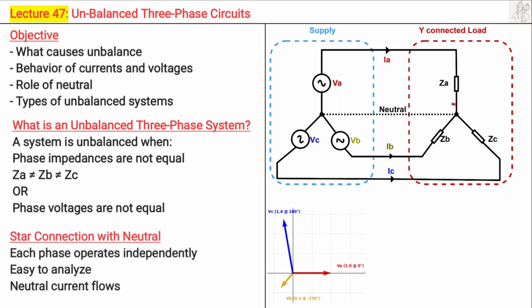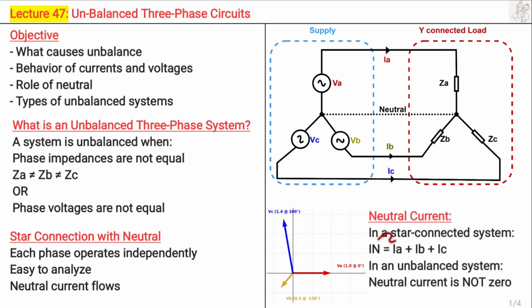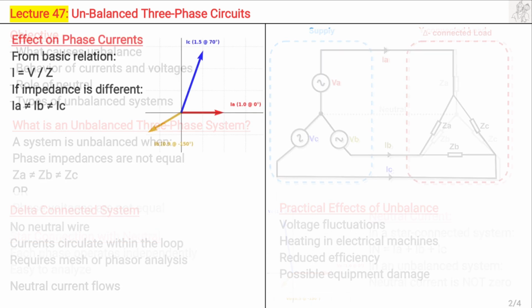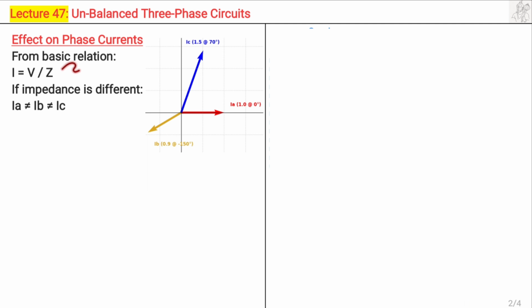So this is a star connected system with a neutral point, and during the unbalance, IA is not equal to IB is not equal to IC. Therefore, IA plus IB plus IC is not equal to 0, but rather it is equal to the current flowing through the neutral. The phase currents relation is simply I is equal to V by Z, and since Z is different, that is ZA, ZB and ZC, therefore IA is not equal to IB is not equal to IC, which can be seen from the corresponding phasor diagram. So here the magnitude is different as well as the angle between each phase current is different.